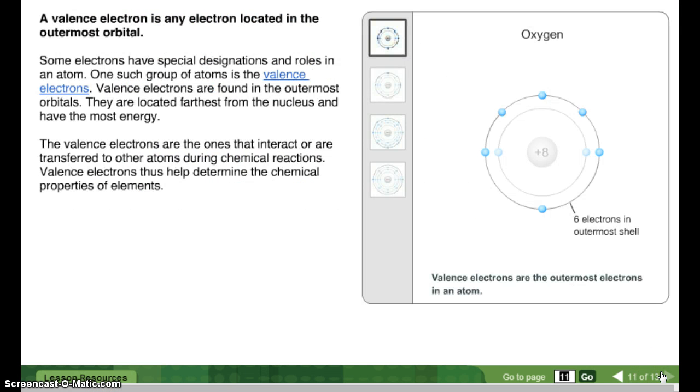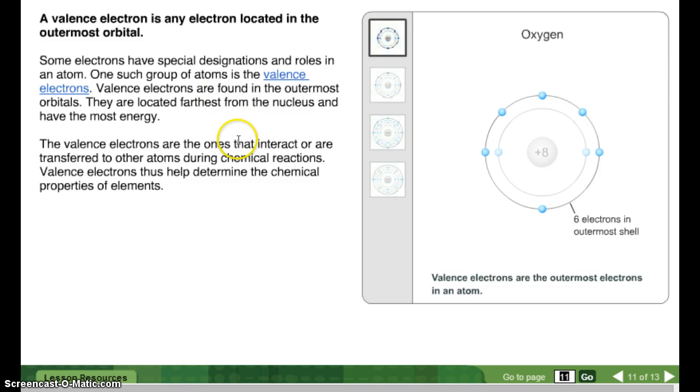A valence or outer electron is any electron located in the outermost orbital. Some electrons have specific designations and roles in an atom. One such group of electrons is the valence electrons. Valence electrons are found in the outermost orbitals.